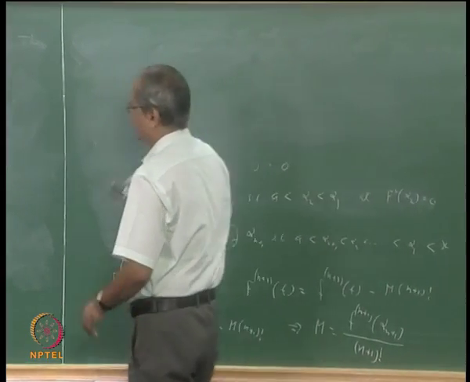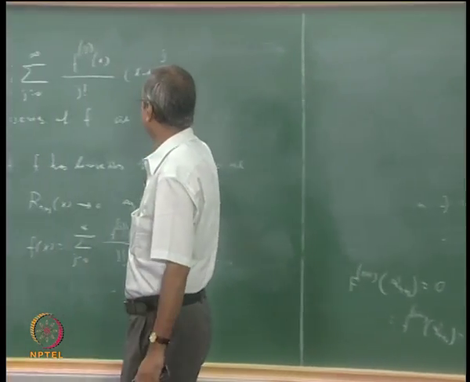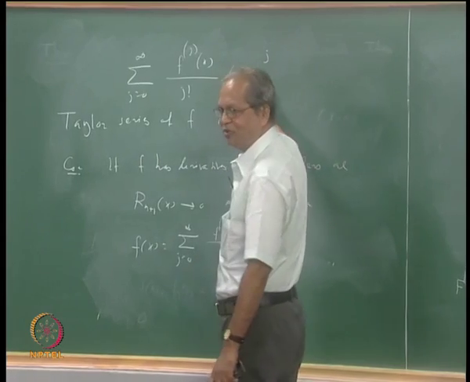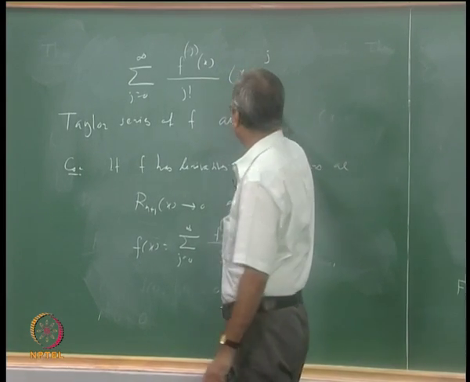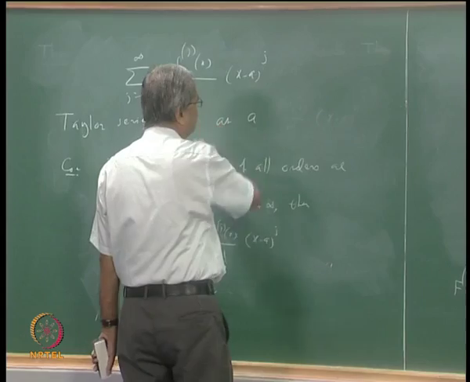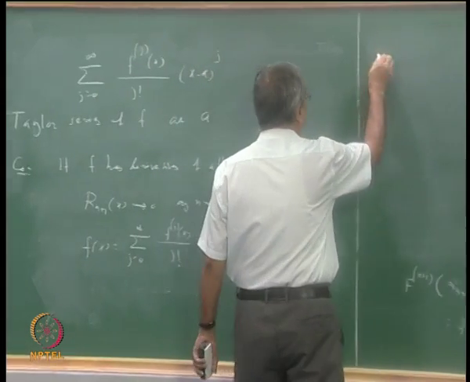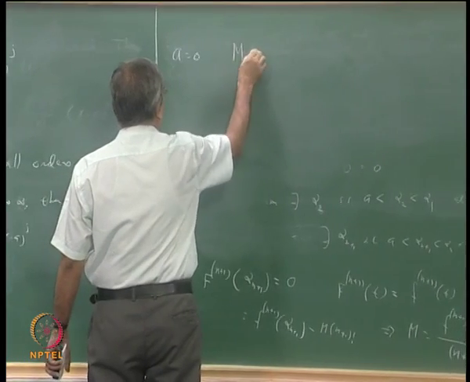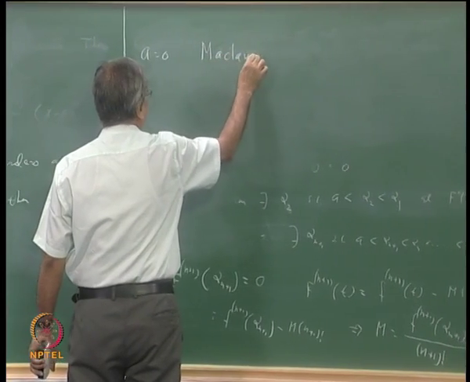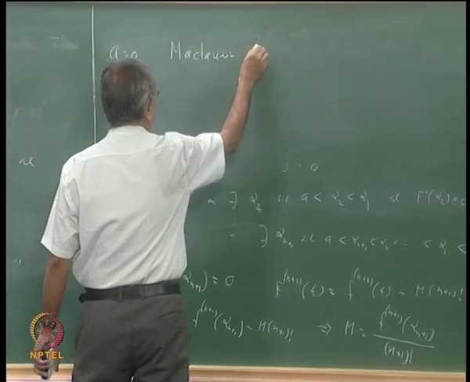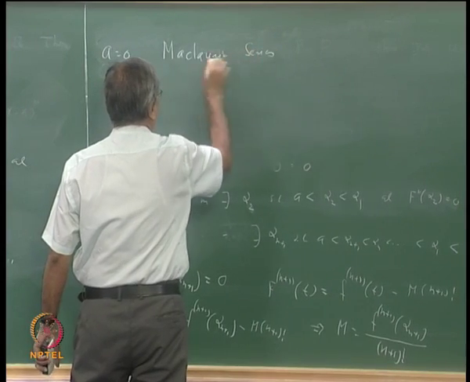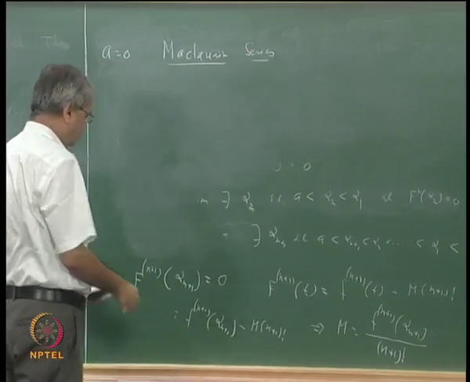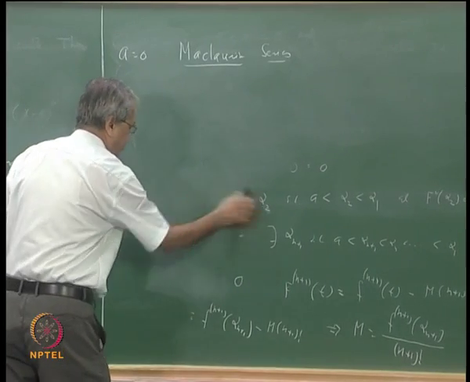One more thing, it is just a matter of notation. Here a is called the center of the power series, and if you take a equal to 0, then the corresponding series is called the Maclaurin series. And this is what you discuss more often.